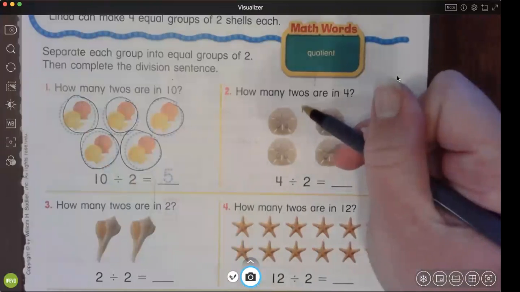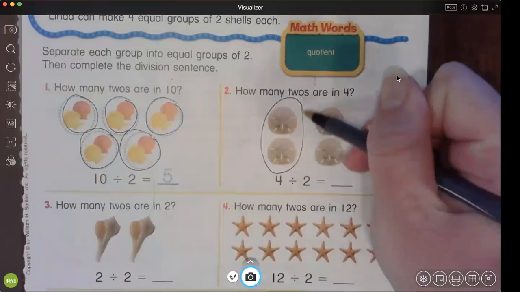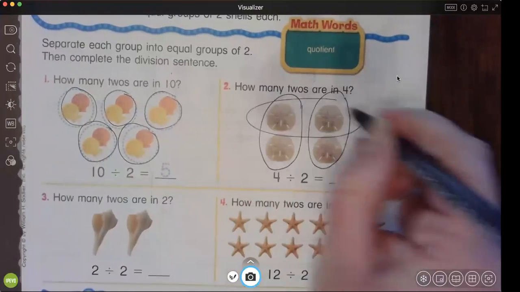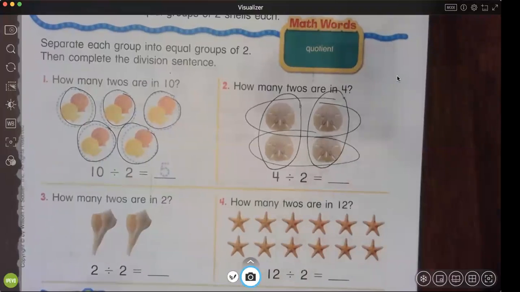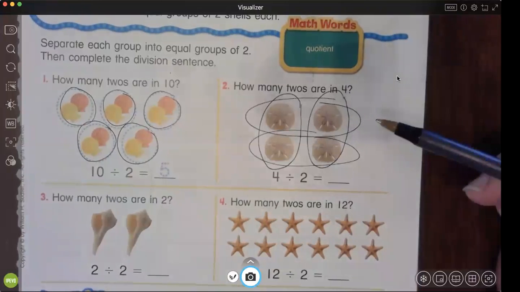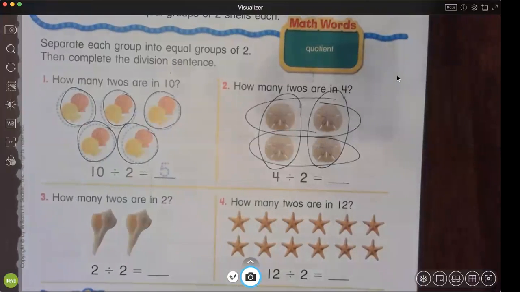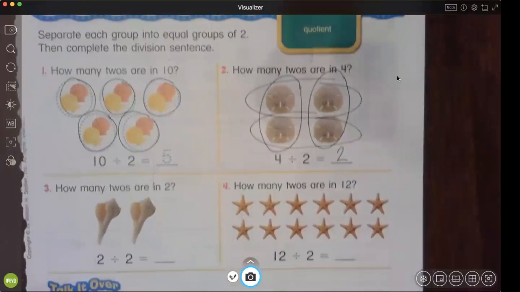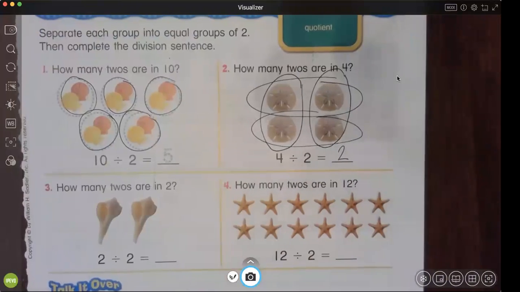So we have to decide. We're going to put them in groups of 2. Now, it doesn't matter if I were to have circled them this way or this way and this way. It doesn't matter either way, okay? Because you're still doing 2 groups. I just did them this way because they looked like they were kind of closer together, but it doesn't matter. As long as there's no more than 2 in a group, you're good, okay? So 4 divided by 2 equals 2. We have 2 groups of 2, okay?